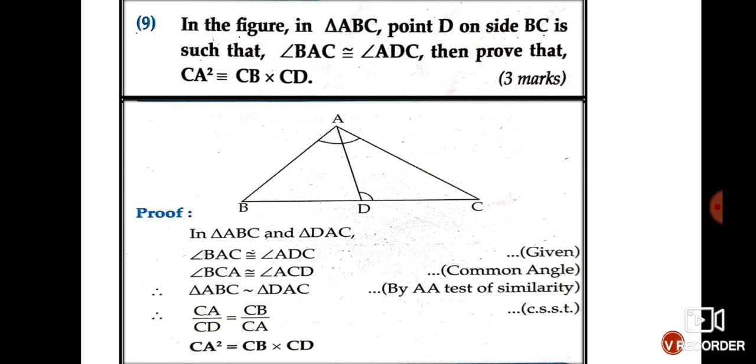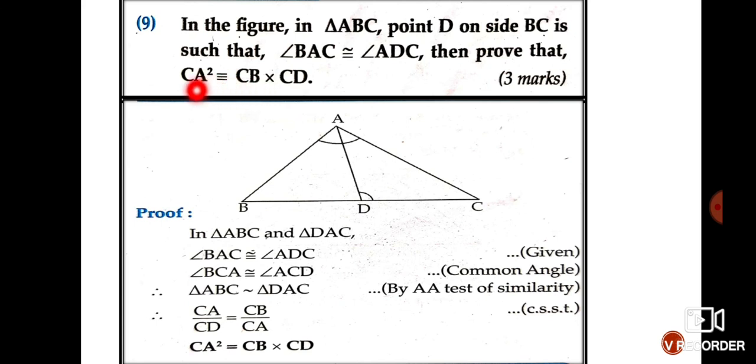Now the next question, observe the figure. Here they have given in triangle ABC, D is a point on BC such that angle BAC, that is this angle A, is congruent to angle ADC. I repeat, this angle A is congruent to angle D. Then prove that CA square is equal to CB into CD.